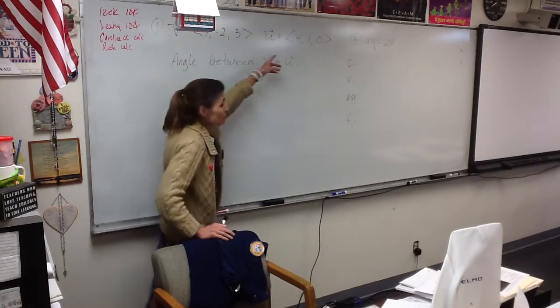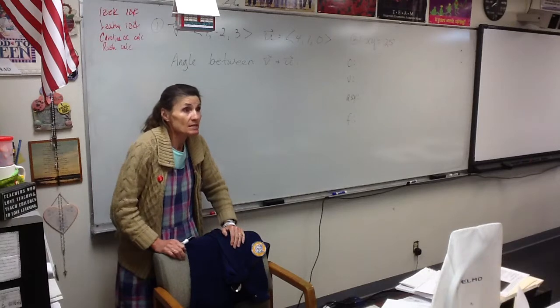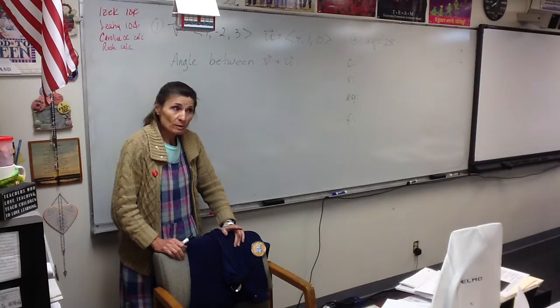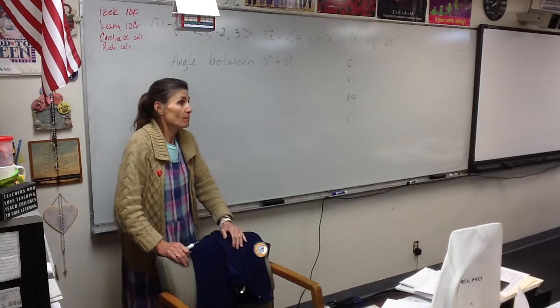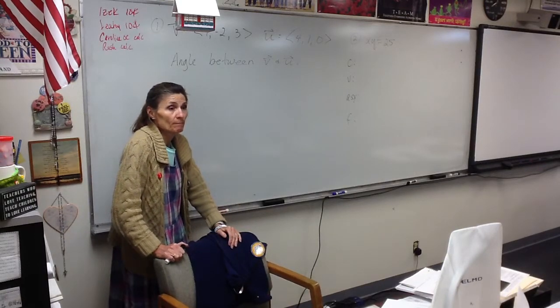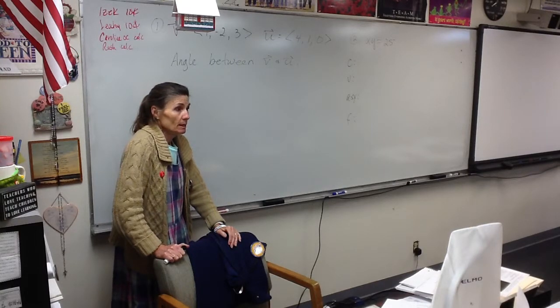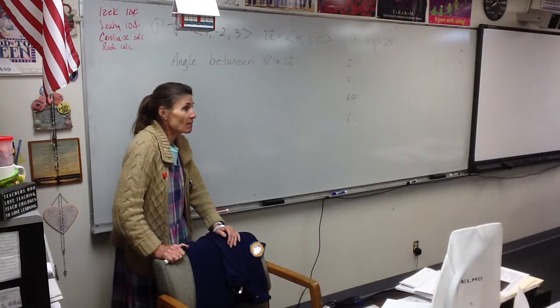Here are two vectors, just random made-up vectors. Find the angle between them. Now you have done this before. Not in 3 dimensions, but you have done this before. Does anybody remember how we find the angle between two vectors? Nobody remembers anything about that?